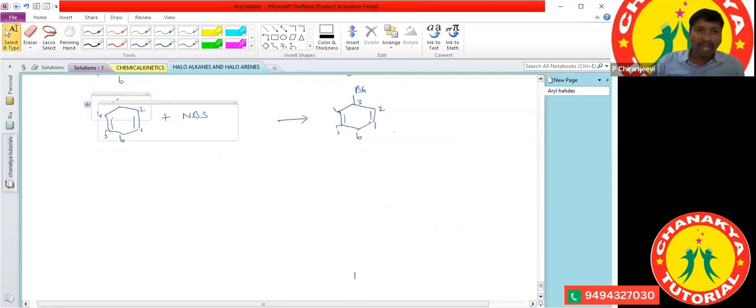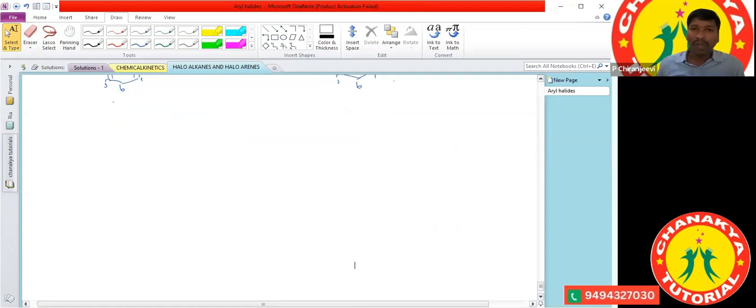So what other methods do we have here? From alcohols also we can prepare haloalkanes. From alcohols, so many reactions are there. How we can prepare: when alcohols are treated with hydrogen iodide in presence of red phosphorus. Hydrogen iodide in presence of red phosphorus, the red phosphorus acts as a reducing agent.